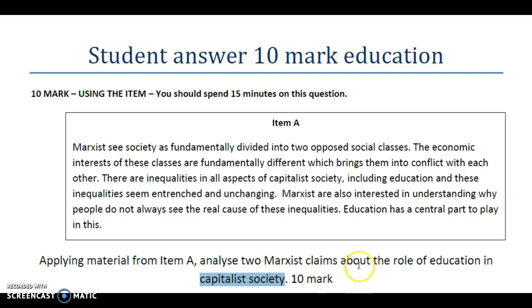You'll need to show understanding of the roles of education, but also what capitalism is and what kind of workers and students capitalism prefers.